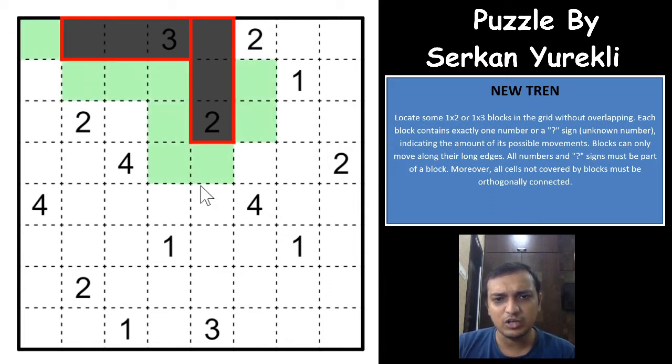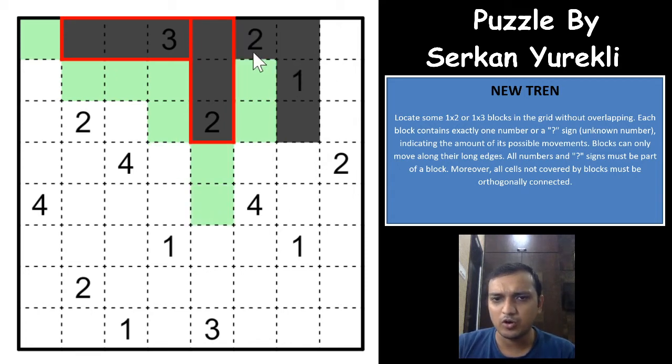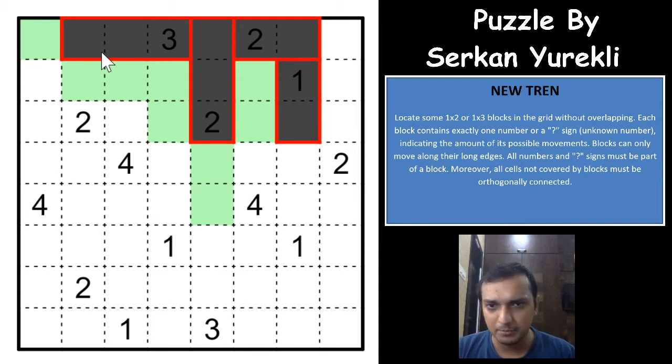So let us assume we have a few unshaded cells in the grid, and this will be a block, this will be a block, right? You can mark that with the edge here. So what does the rule say here? The rule says that you need to place some blocks of 1 into 3 or 1 into 2 size which do not overlap each other, and each block will have exactly one number which indicates the possible movements along its long side. So what does that mean?